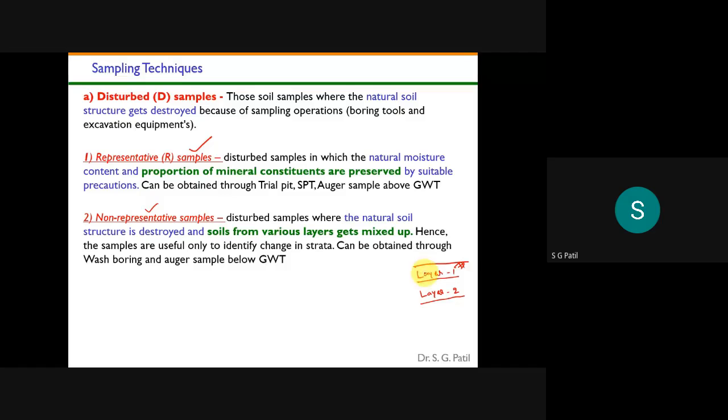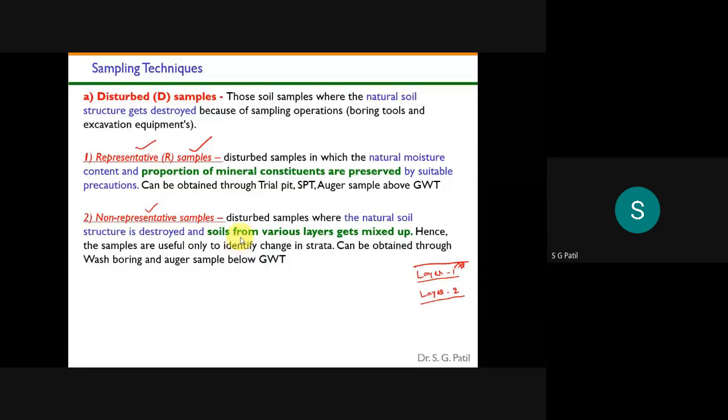While sampling, if you are able to preserve the constituent materials of layer 1 separately and layer 2 separately, then those are called representative samples. Those are called non-representative samples. Okay.